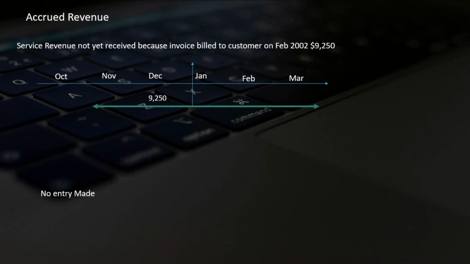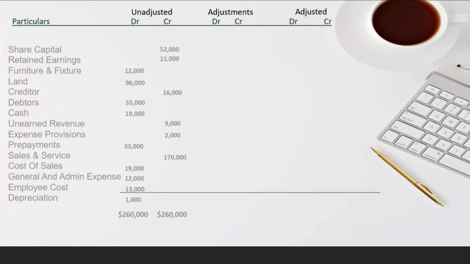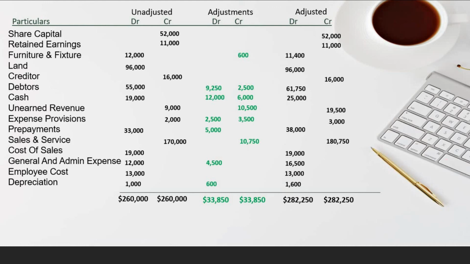Previously, we haven't made any entry, but the adjusting entry is debiting revenue receivable 9,250 and crediting service revenue 9,250. Revenue receivable is an asset account. That means we will get the money after February 2002. Now let's go through the trial balance. This is the unadjusted trial balance that we already saw in the first slide. Now we made some adjustments and we are getting the adjusted trial balance.